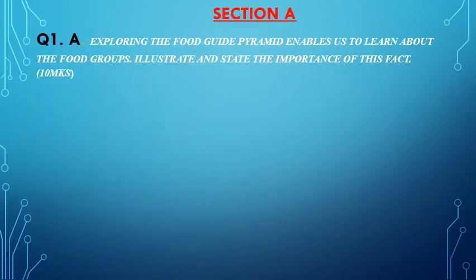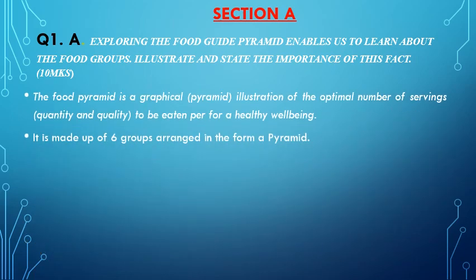Okay, that said, straight into business. Section A, the first question says, exploring the food guideline pyramid enables us to learn about food groups. Illustrate and state the importance of this fact. Before we start looking at the importance of this statement, let us first have an overview of what a food pyramid actually is. A food pyramid is a graphical illustration, and why do we say graphical? Because it has the shape of a pyramid.